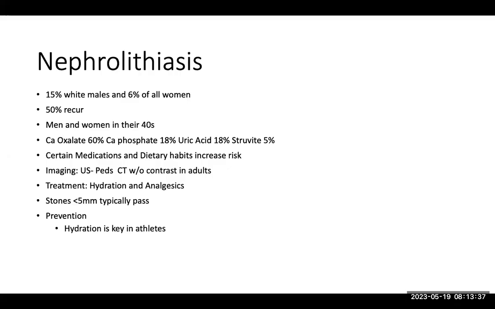And so you want to get a UA. On UA, these people will most usually have microscopic hematuria, and they'll have the presence of calculi as well, which can be found after the fact if they pass the stone. The gold standard in adults is getting a non-contrast CT. It has pretty good sensitivity and specificity. In kids, an ultrasound is first line, but you can also defer to CT if ultrasound is unable to visualize the stone.